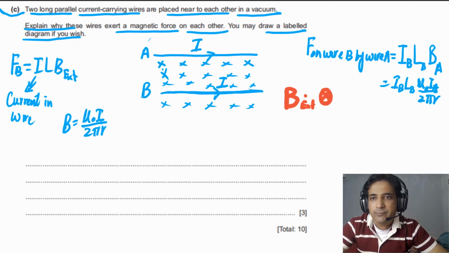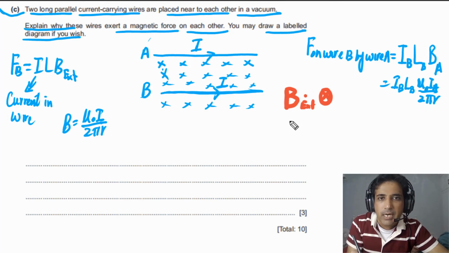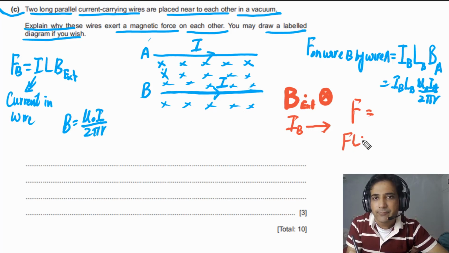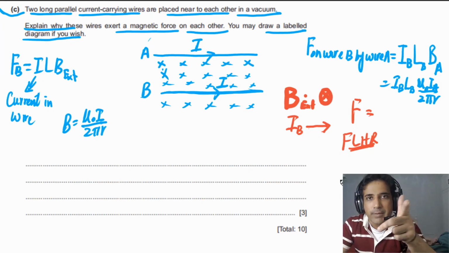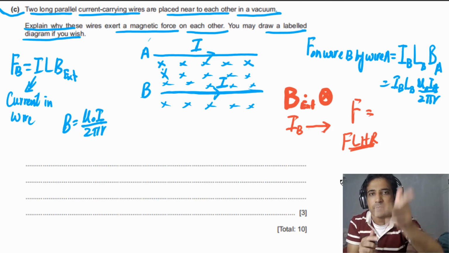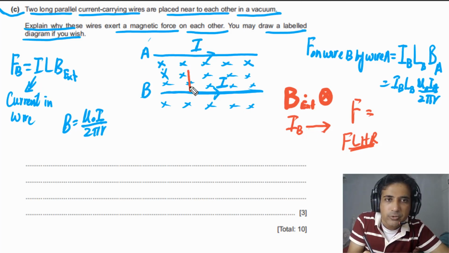We have a magnetic field that is into the page and current in wire B. This current is to the right and we need to find out the force on this wire. So we have to use Fleming's left hand rule, and we can find out the direction of force on wire B. In this case we have a magnetic field that is into the page, meaning this finger is pointing into the page, and current is to the right. So the force on wire B is upwards, meaning this force will be attractive. So there will be an attractive force on this wire upwards.